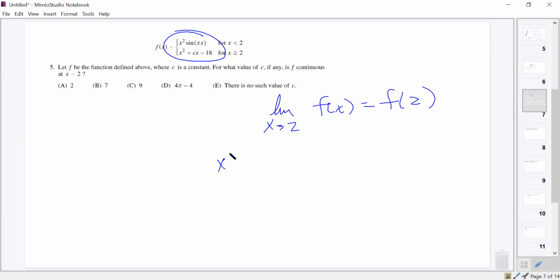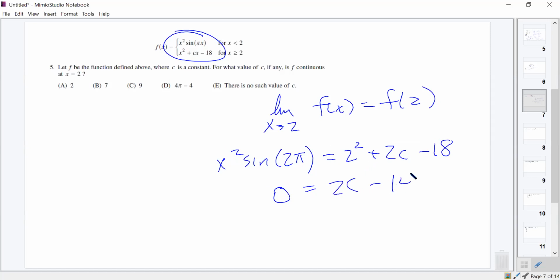The limit from the left, as we approach 2, ought to be x squared sine of 2 pi, and we need that to equal the limit from the right, which ought to be 2 squared plus 2c minus 18. Sine of 2 pi is 0, so we end up with 0 is equal to 2c minus 14, or c ought to be 7. Good or no?